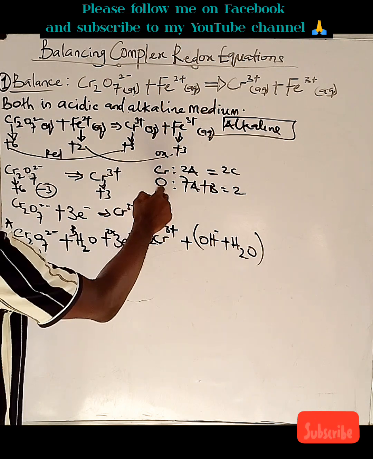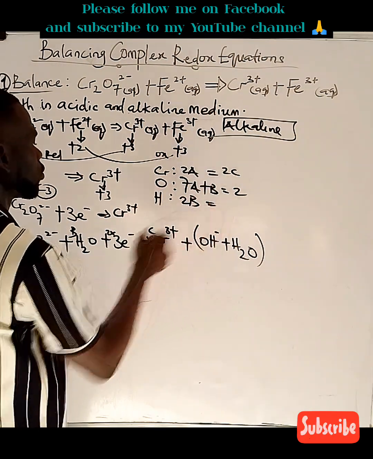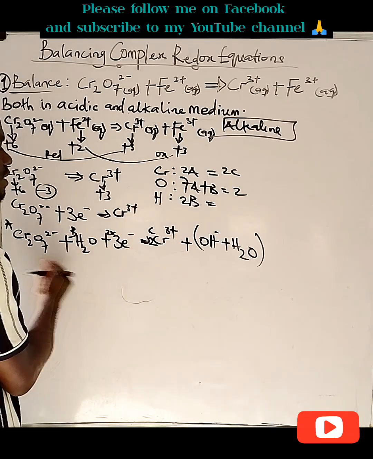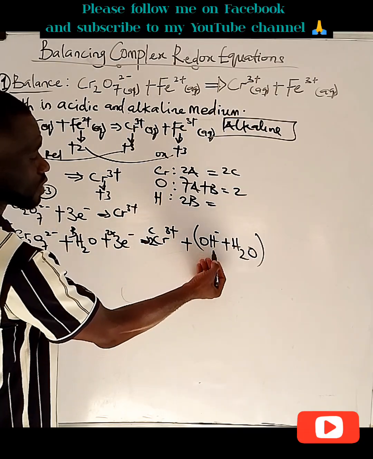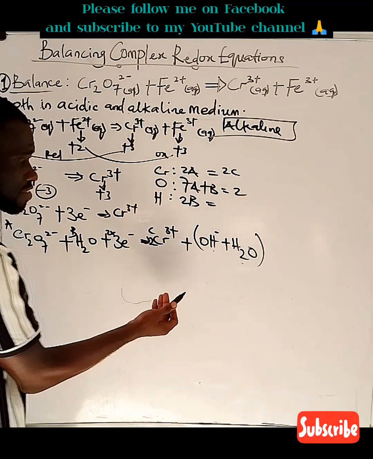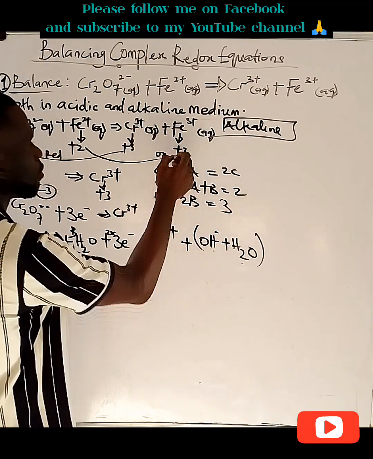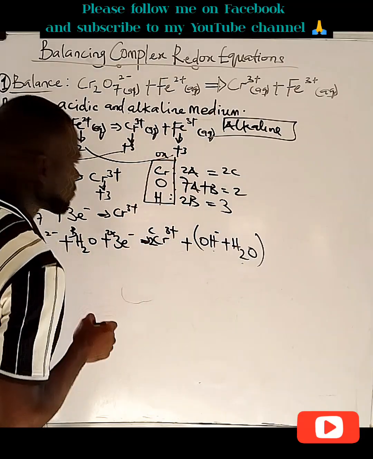Then the hydrogen, 2 atoms of hydrogen, which is 2B. Then we go to the product end, no other hydrogen on the reactant end. So we have 1 atom of hydrogen here plus another 2 atoms. So altogether we have 3 atoms of hydrogen, no coefficient. So it's 2B equals 3. We're done with all the atoms of the reactant elements.